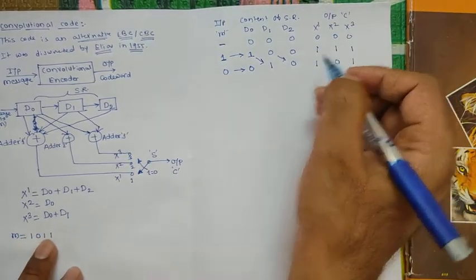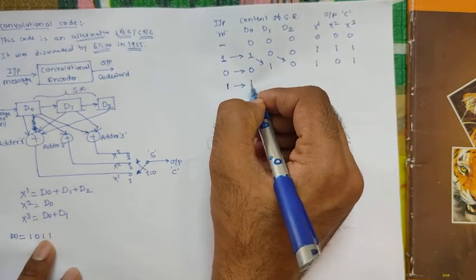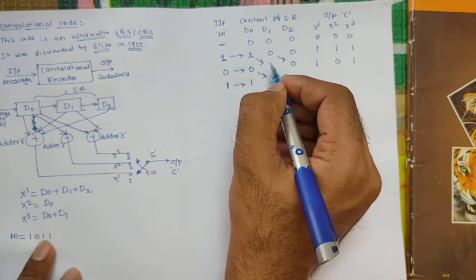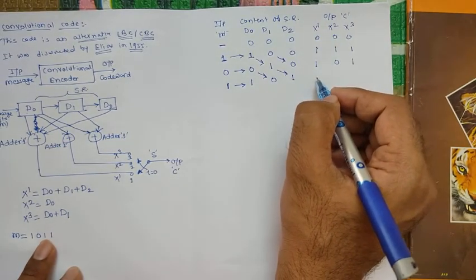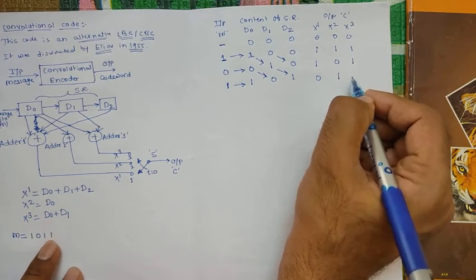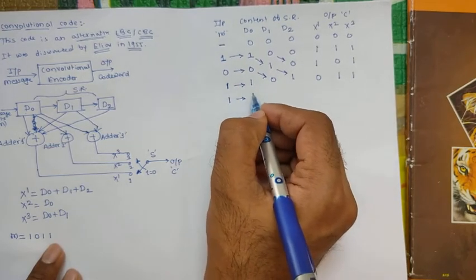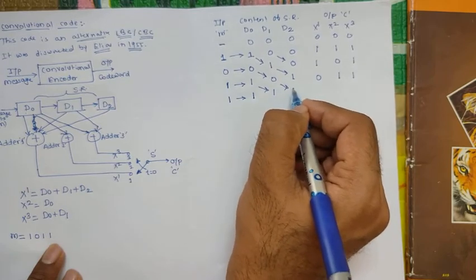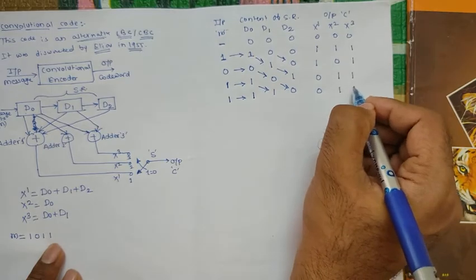Now let us look at the third input, which is 1. So this 1 will be coming here. The content of D0 will be shifted here and the content of D1 will be shifted into D2. So we are getting here the output 0, 1, and D0 plus D1 is 1. Now let us look at the last input, that is 1. So obviously it will be coming into D0. This 1 will be shifted here and this 0 will be shifted here. So we are getting the output 0, 1, 0.